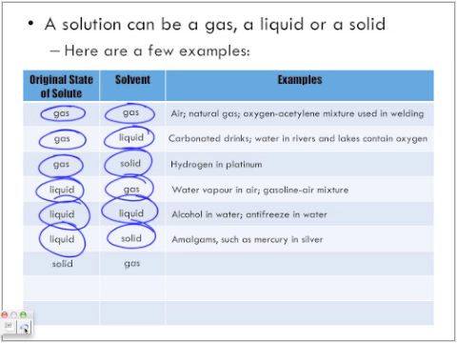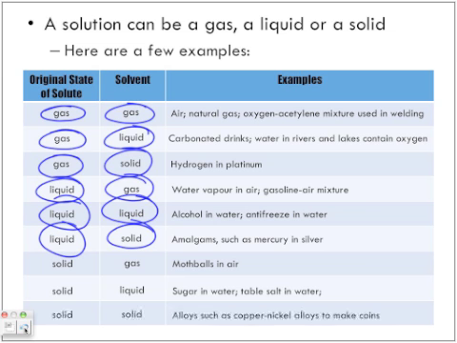We've got solid in a gas, as in mothballs in the air. We've got solid in a liquid, as in sugar in water, the table salt in water, as we showed you at the beginning. And then we have solid within a solid, as in alloys, as in the copper nickel alloys that we make to use for coins.